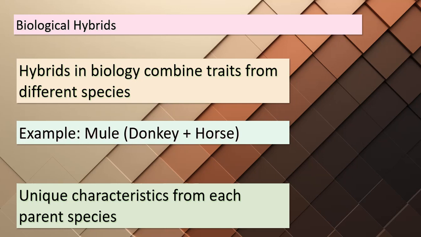The mule inherits the strength from the donkey and the smaller size from the horse. It's astonishing how the combination of genetic material from two distinct species can give rise to such extraordinary offspring. Now, let's transition our focus to the world of chemistry, where a different type of hybridization awaits.